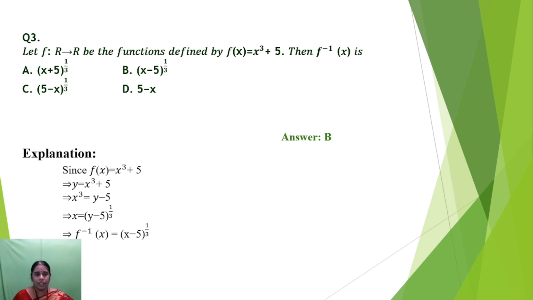Just an explanation. Take the given f of x equal to x cube plus 5, which implies y is equal to x cube plus 5. Then x cube takes the value y minus 5, which implies x is equal to y minus 5 the whole power 1 by 3. Thus, we get f inverse of x is nothing but x minus 5 the whole power 1 by 3, which belongs to our option B. That's why f inverse of x takes the answer x minus 5 the whole power 1 by 3. Next sum.